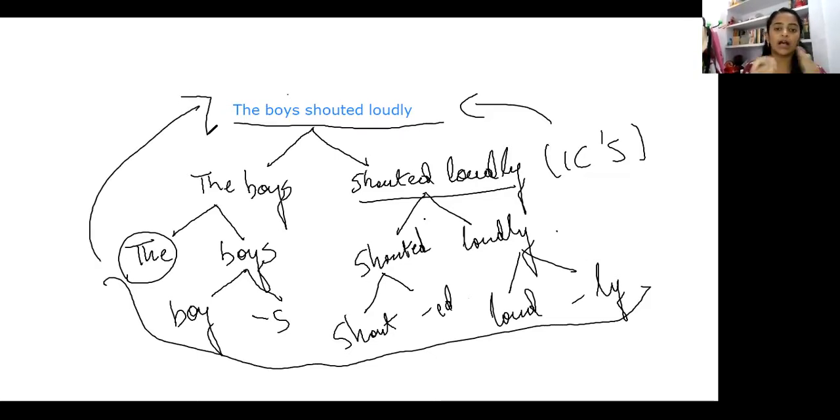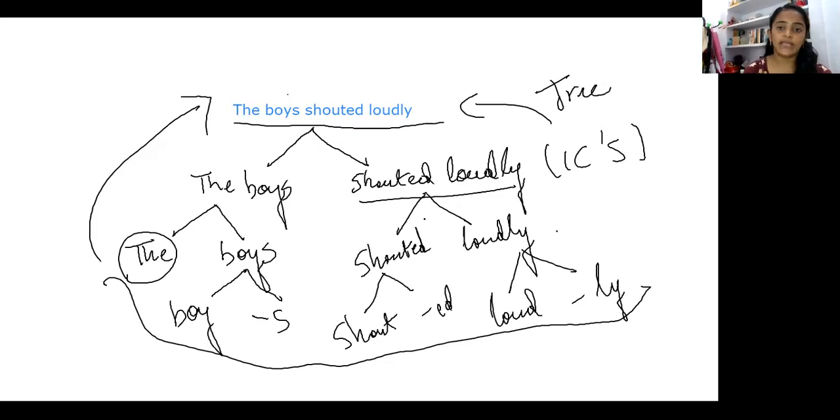This is how you do an IC analysis. You break a construction down into its immediate constituents, two immediate constituents at a time. This is the IC analysis, and this is the tree method.